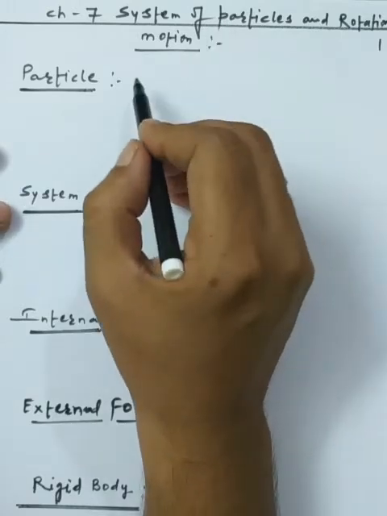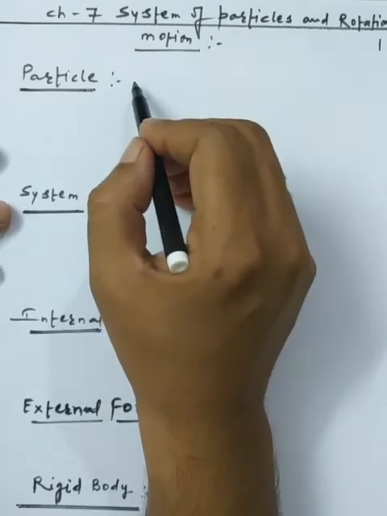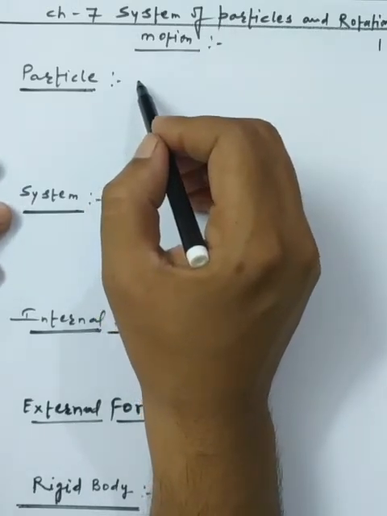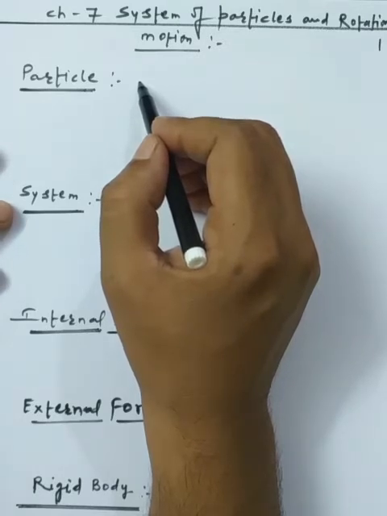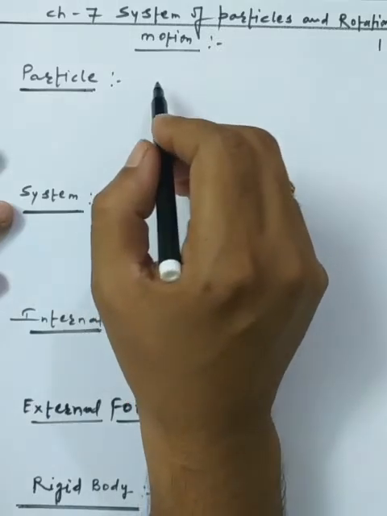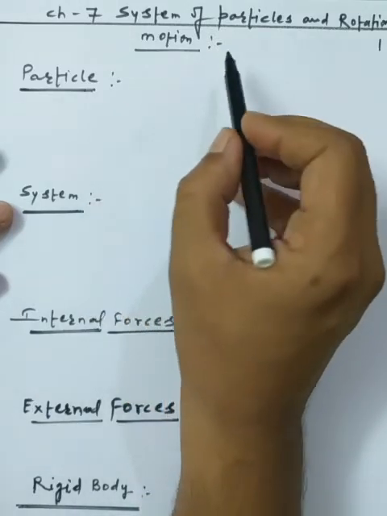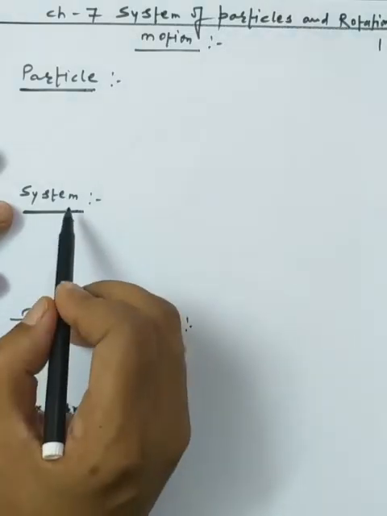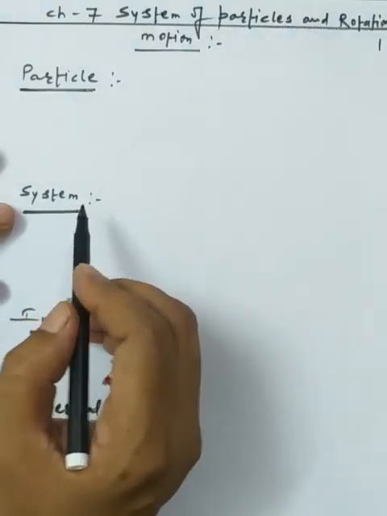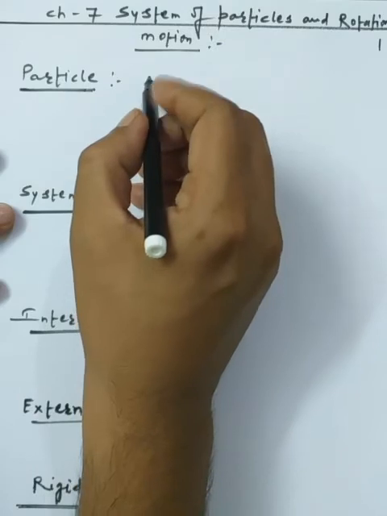Okay, so first we want to discuss the meaning of the particle. A particle is an object whose mass is very finite, and its internal structure can be neglected. In other words, we can say that the smallest unit of a system is called the particle. So here we have mentioned 2 or 3 points.